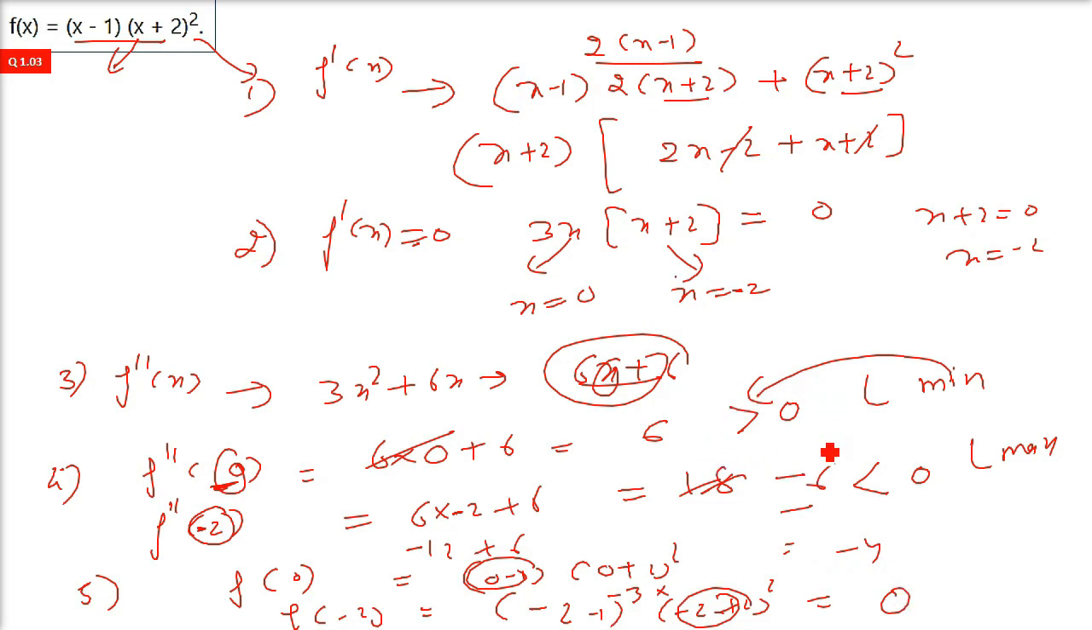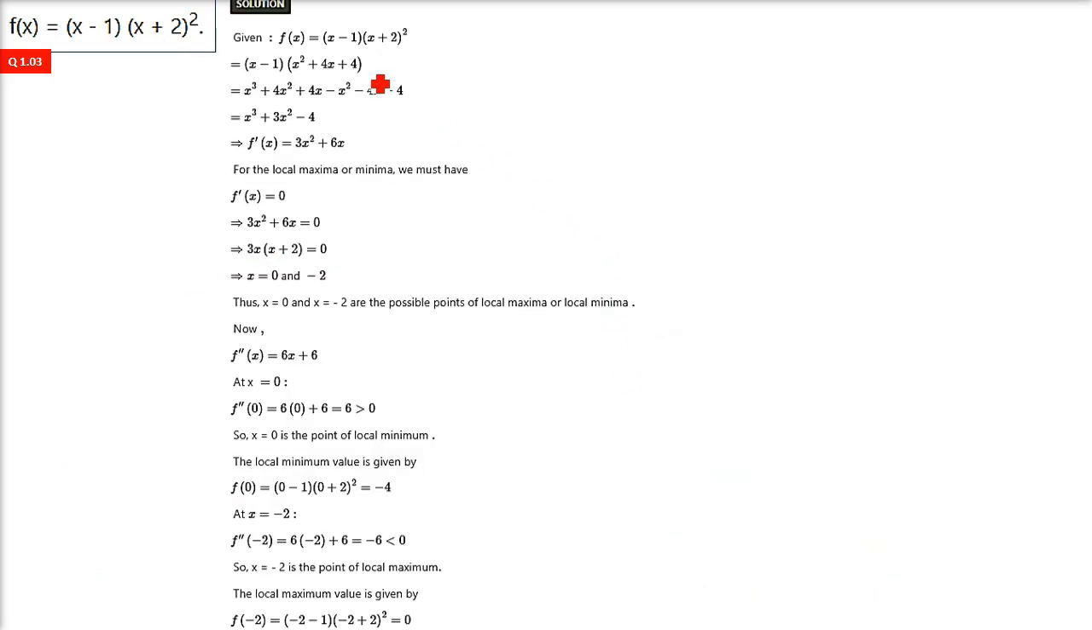So we have negative 4 and 0. These are the values of the function at local minima and local maxima. And this is the whole process which you need to follow. This is the reference. This is the proper process you have to follow because you're going to write it as well.